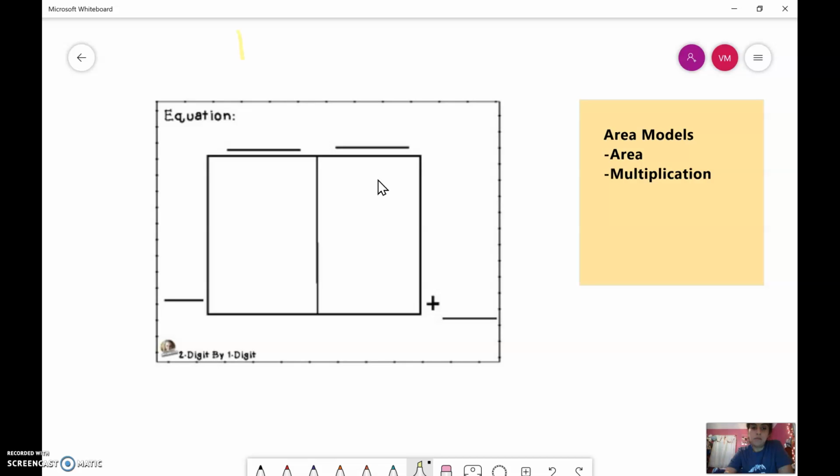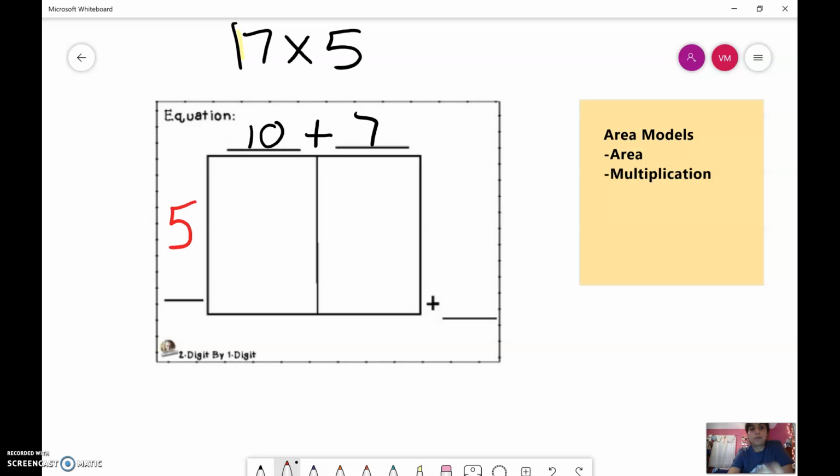Let's say 17 times 5. So right now I'm going to start with the one that has 2 digits, so that will be 17. So 17 is split into a value of 10 and 7. So it looks like partial products, right? And then on the other side, I'm going to multiply it times 5. So pretty much what this one is telling me, I'm going to find the area of this room. And then the other one, I'm going to find the area of this room.